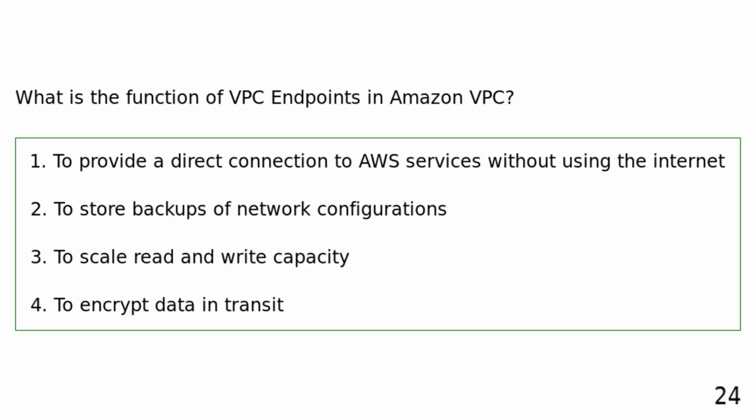What is the function of VPC endpoints in Amazon VPC? To provide a direct connection to AWS services without using the Internet. To store backups of network configurations. To scale read and write capacity. To encrypt data in transit.